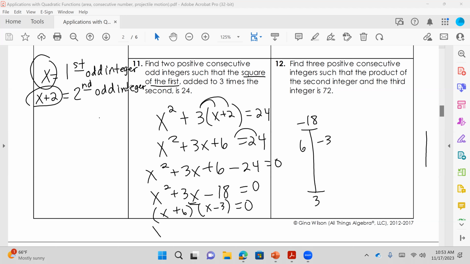So this would be x is negative 6. This would be x is 3. Now notice I want it to be positive. That won't work because that one's negative. And I need it to be odd. Well, this one is positive and odd. So that means x is 3. So that means my first odd integer is 3. And if I plug in a 3 here, my next odd integer is 5. So the answer is 3 and 5.